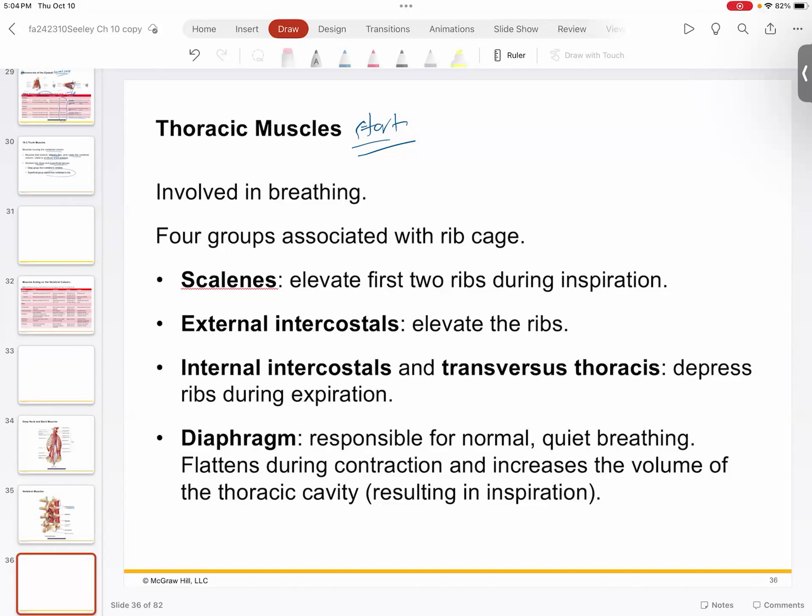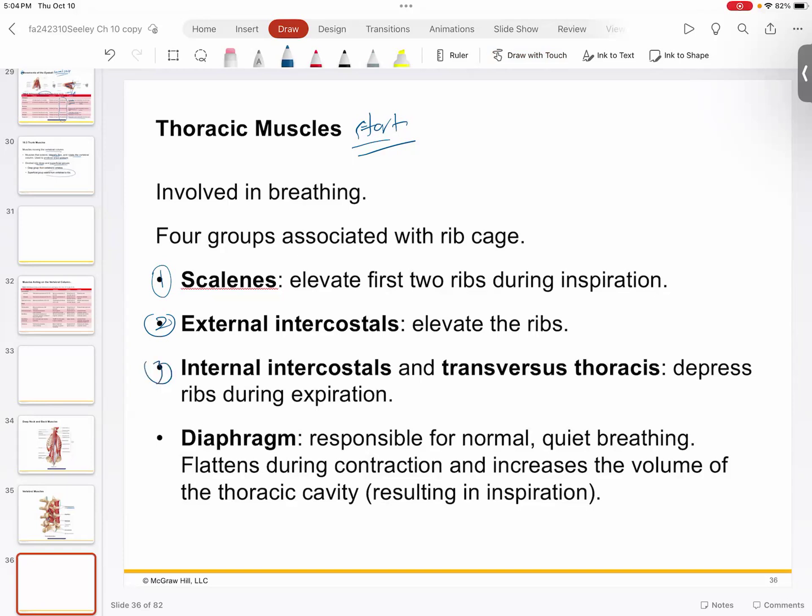So let's go ahead and pick up with our thoracic muscles. When you take a look at your thoracic muscles, they're pretty much dominated by your respiratory system. First of all, starting off with your scalenes, which are essentially there to elevate your ribs, especially the upper portion from your clavicle on up, to basically lift it up. Your external intercostals will also elevate your ribs and expand laterally.